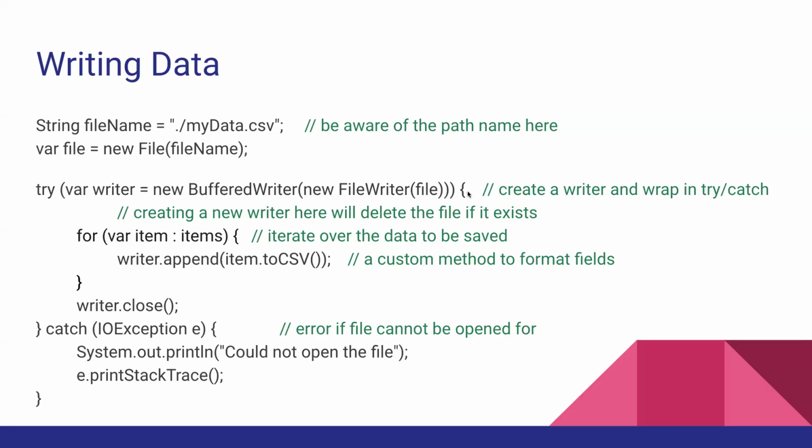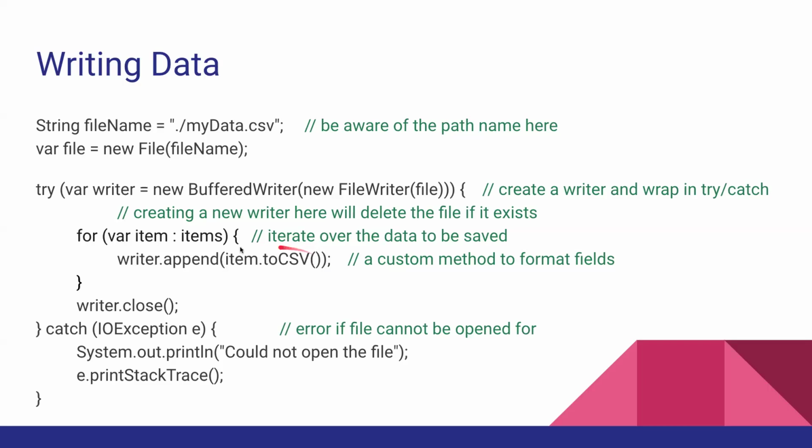when the try block ends, the writer will close itself, and there'll be proper error handling and so forth if we do that. So then we create the writer, then we do a for loop, and in this case we write the data. So we're doing a for loop on items, and then we say writer.append, and then we give it a string.